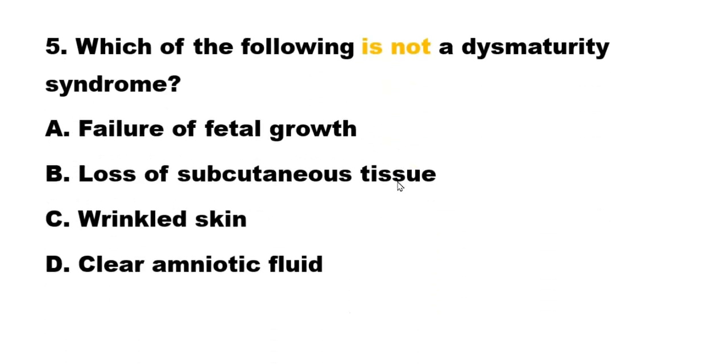Question number 5. Which one of the following is not a dysmaturity syndrome feature of the baby? A. Failure of fetal growth. B. Loss of subcutaneous tissue. C. Wrinkled skin. D. Clear amniotic fluid. Think over it for 5 seconds.